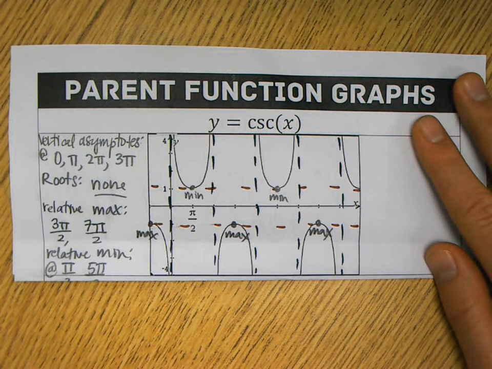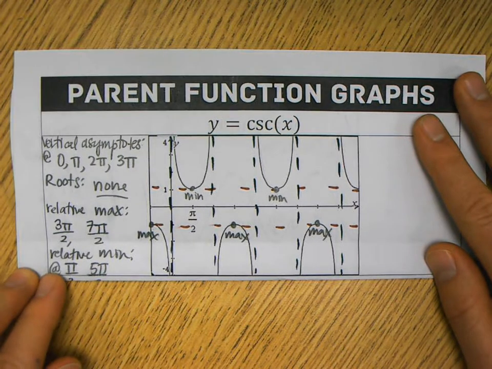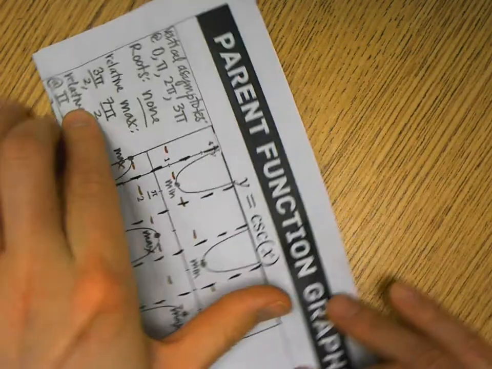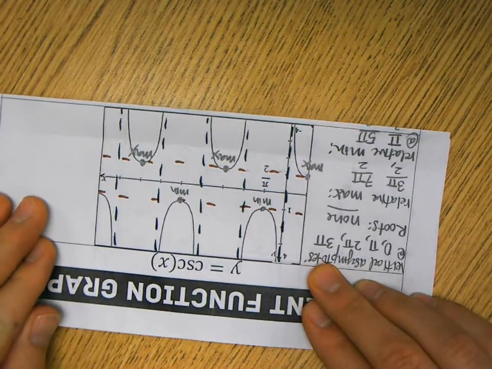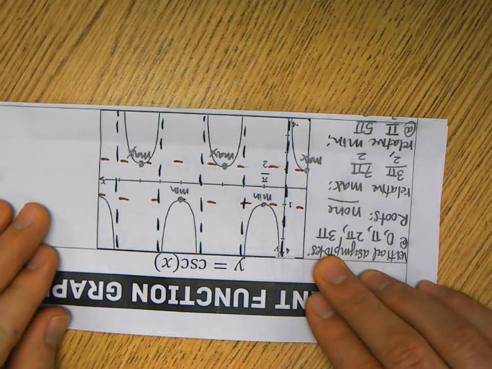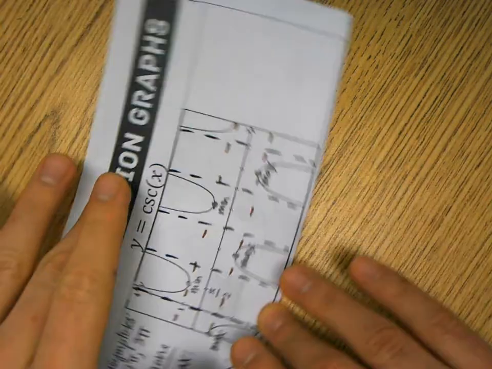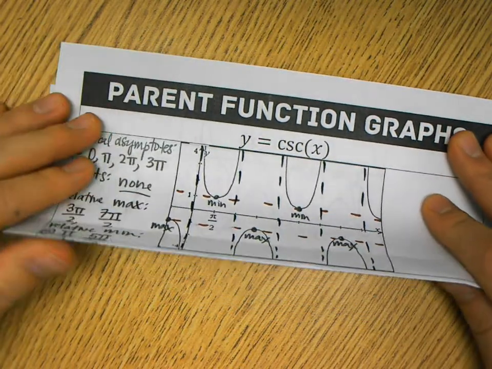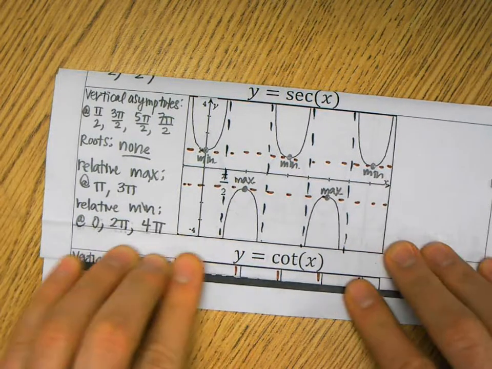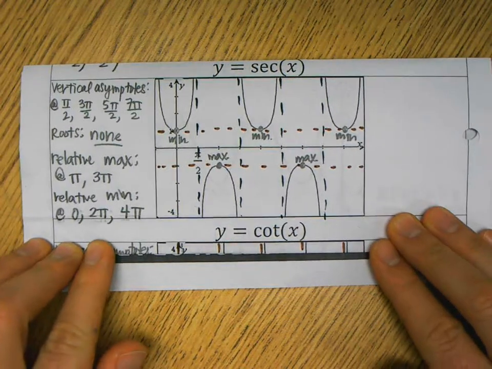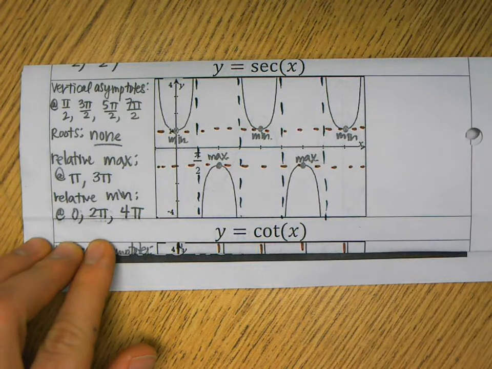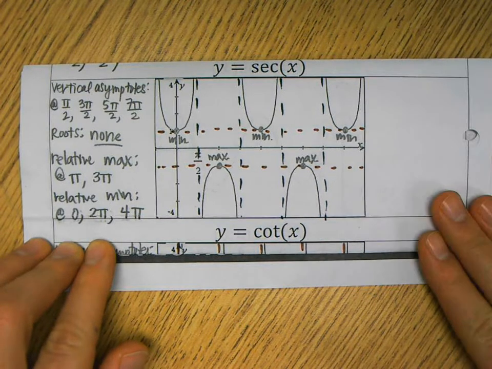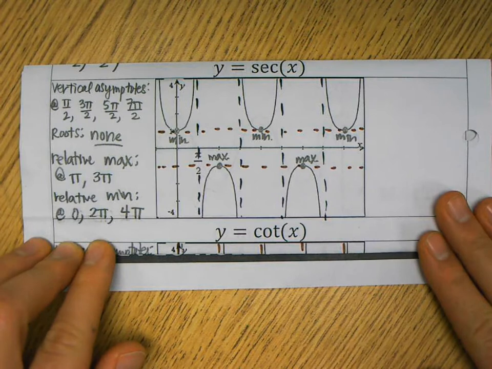This graph is actually also odd because if I were to turn it upside down, this is the exact same function as it is right side up. All right, moving on to secant. Right, so the secant of x, it's a much smoother transition. Secant of x is going to be very similar to cosecant of x.